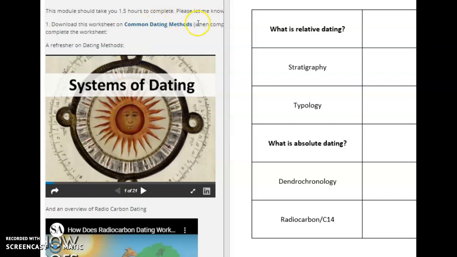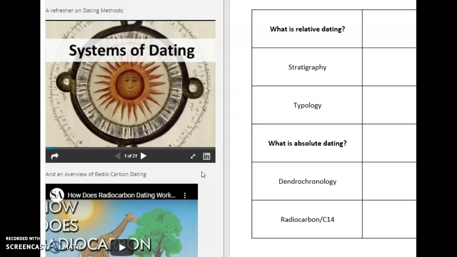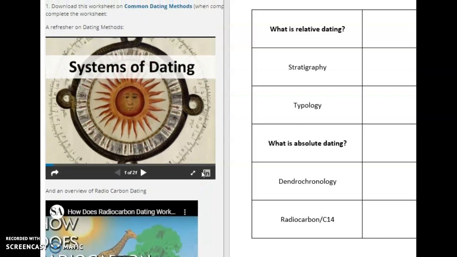Hello, today we are going to be thinking about dating the Anemospilia site. So it's really important that you've first had a look at this PowerPoint, Systems of Dating, and this short video on how radiocarbon dating works, because they're going to be central to our understanding of dating the Anemospilia site.